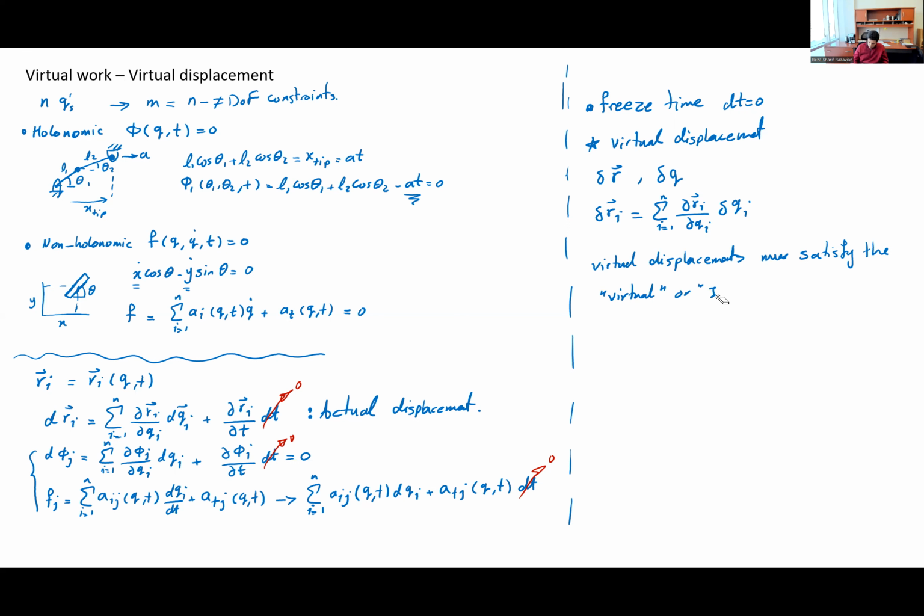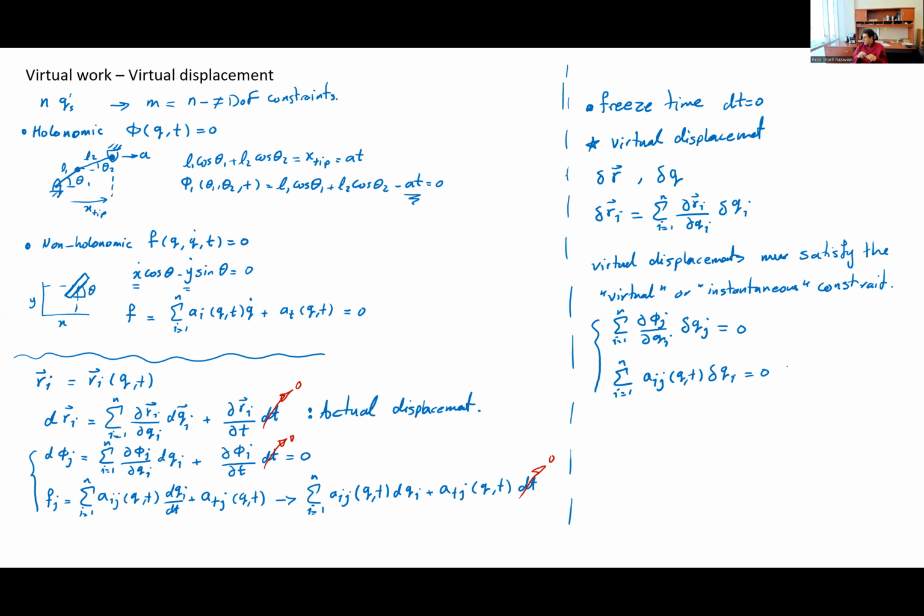virtual, or instantaneous, constraints, which in either of the two forms would be the summation of partial phi_j partial q_i delta q_i equals 0 if I have a holonomic constraint, or, if I have a non-holonomic constraint, the sum over i equals 1 to n of these functions a_ij of q and t times delta q_i equals 0. So this is the concept of virtual displacement.